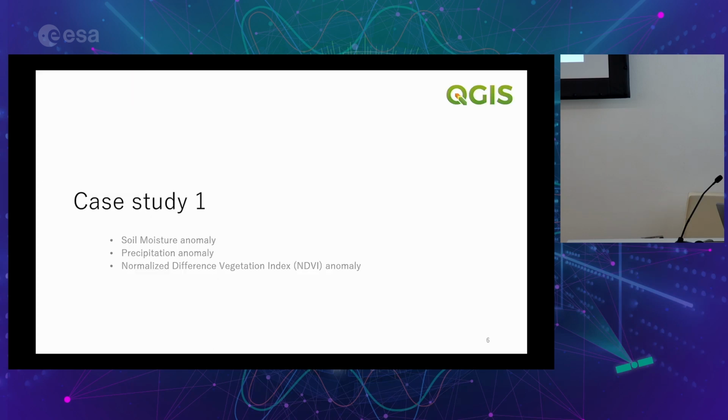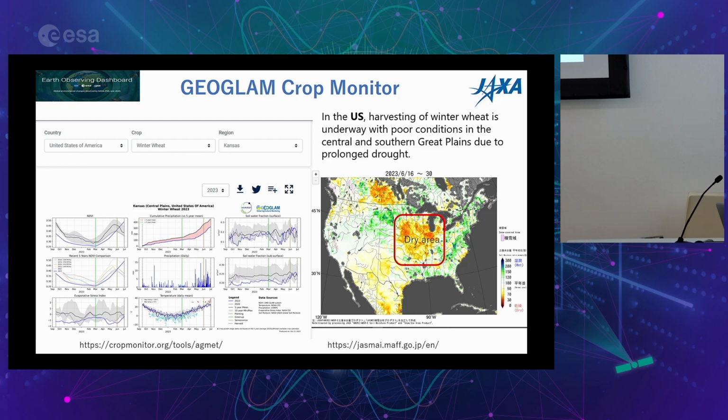So let's start case study 1. Here we are going to check the distribution variance of soil moisture anomaly, precipitation anomaly, and normalized difference vegetation index anomaly for the case of drought in the United States. In the GEOGLAM Crop Monitor July report, in the US, harvesting of winter wheat is underway with poor conditions in the central and southern Great Plains due to prolonged drought.